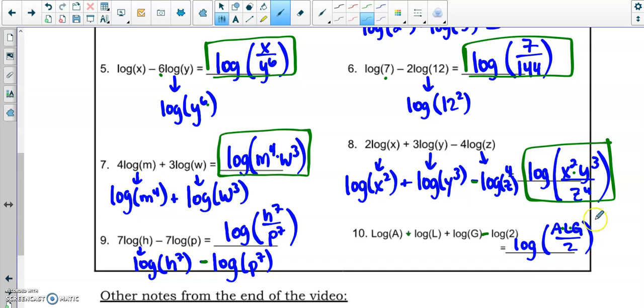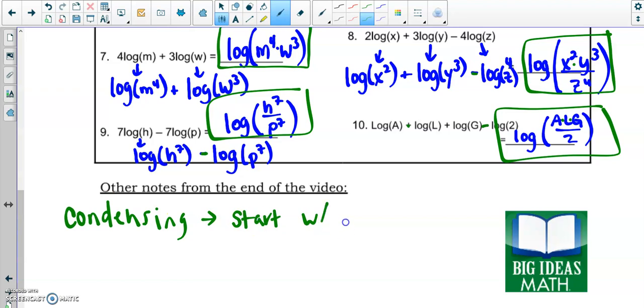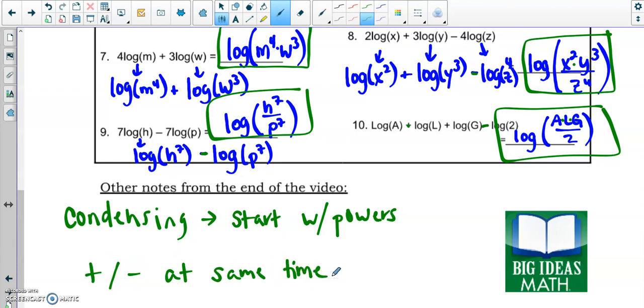All right, so a couple of other things if you want to think about how to use your properties most successfully. Try to think about if you're condensing. That's what that was just called above. You want to start with your powers. You want to rewrite your powers, and then from there, finish things off. Otherwise, you can do your addition and your subtraction at the same time, as long as you keep track of which part of the fraction they need to go in.